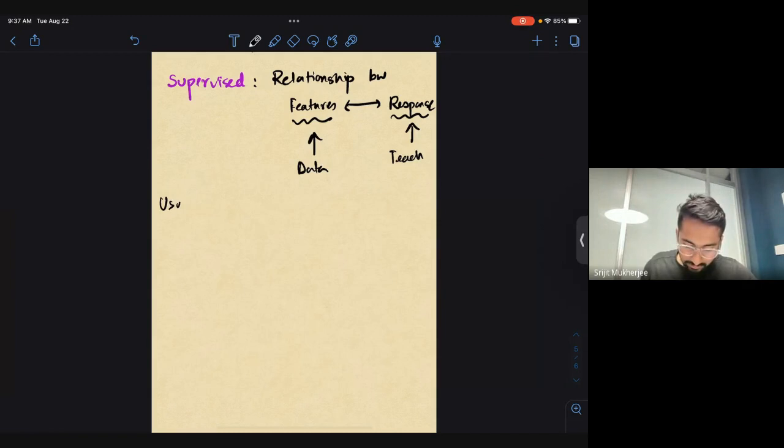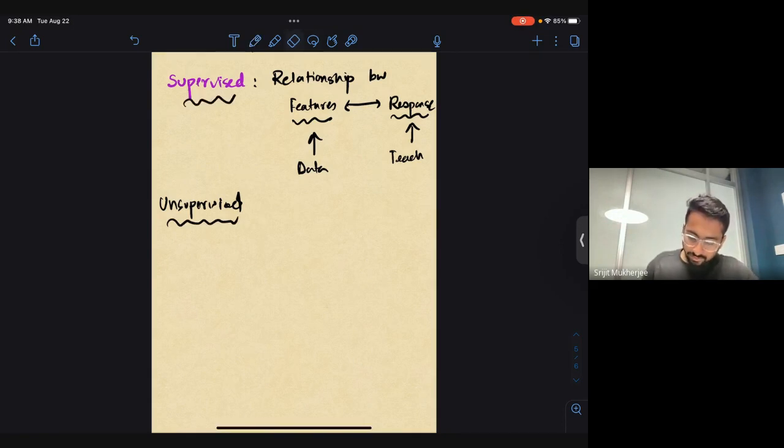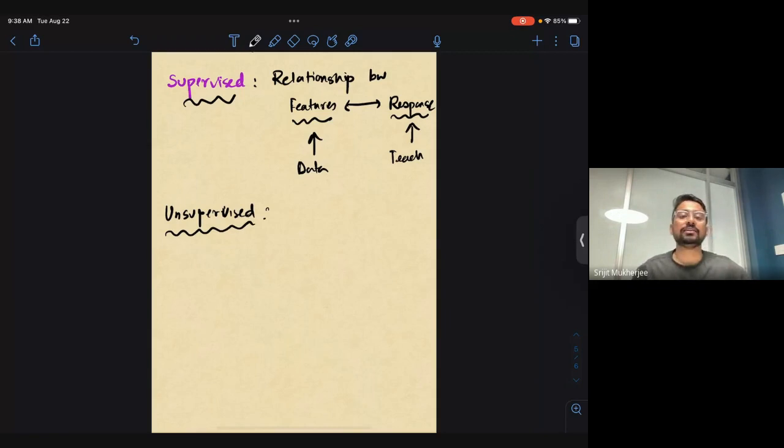Unsupervised. Sorry for the bad handwriting. Well, unsupervised is nothing to teach, but to observe and seek the pattern, the difference.